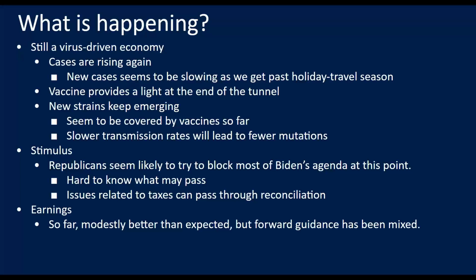On the economic stimulus front, they're definitely still going to try to do some things. There's some things they can get through. Republicans seem likely to try to block most of the Biden agenda at this point. After not hearing about it for 4 years, we're back to hearing about the national debt and things like that. So it's hard to know exactly what will pass. Issues related to taxes can be passed through reconciliation. So there's some things, tax credits and things like that, could be passed there. We'll see what comes out there.